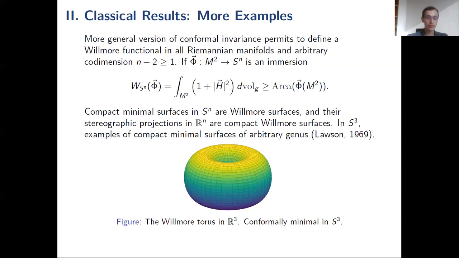Here is a famous example called the Willmore torus in R^3, the torus with ratio of radii square root of 2. And it's also the spherical projection of the product of two circles of radius 1 over square root of 2, which is a minimal surface in S^3, very, very famous, known as the Clifford torus.